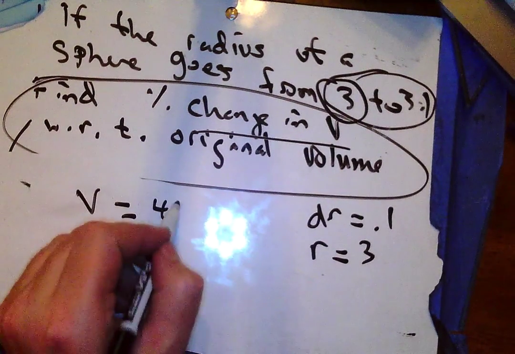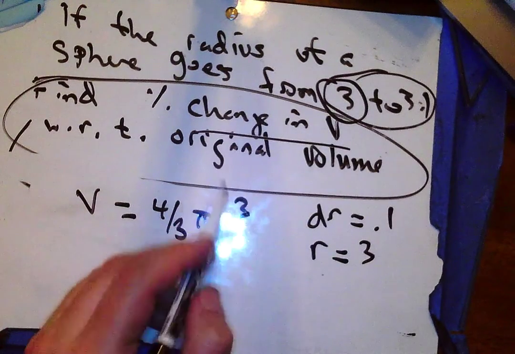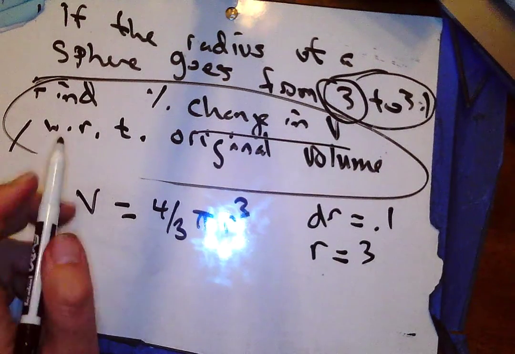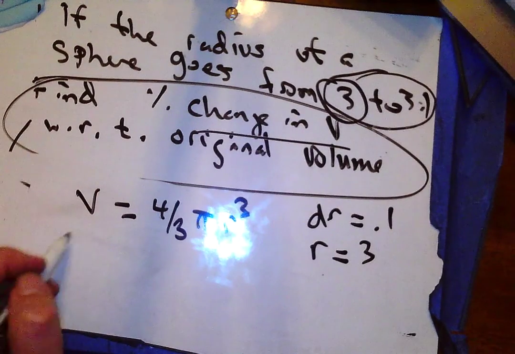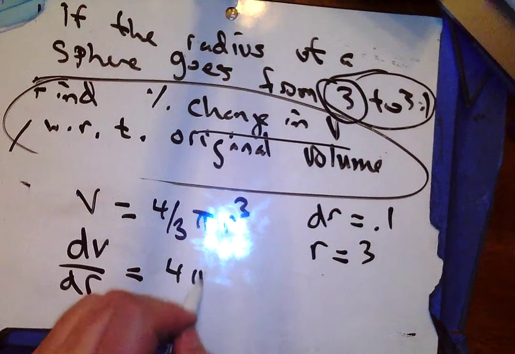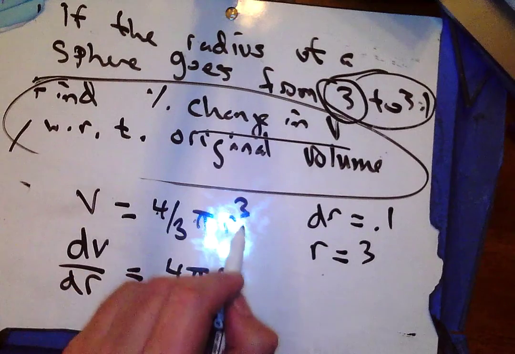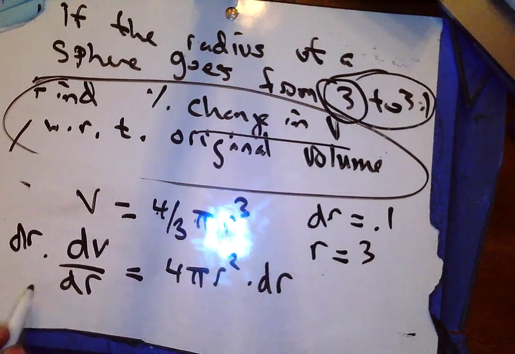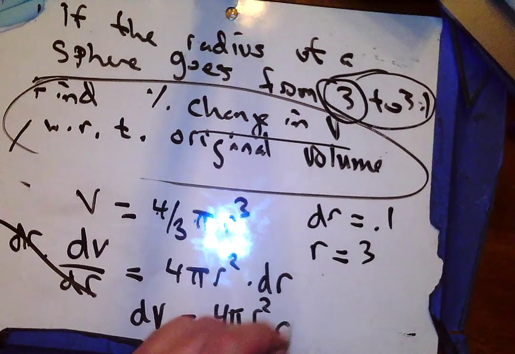V equals 4/3 pi r cubed. Yes, you do need to know the formula for the volume of a sphere, and if you don't, you should put it on that page of notes that I've been nagging about all year, where you write down formulas you've forgotten. So then dV/dr is going to be 4 pi r squared, right? I bring down the 3, those cancel, 4 pi, I subtract 1, r squared. Multiply both sides by dr, and so we get that dV is 4 pi r squared dr.